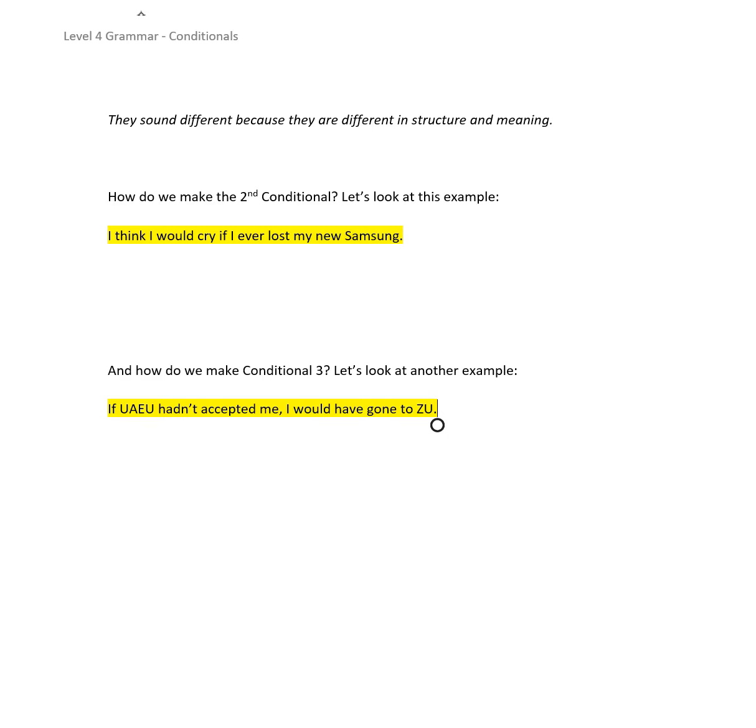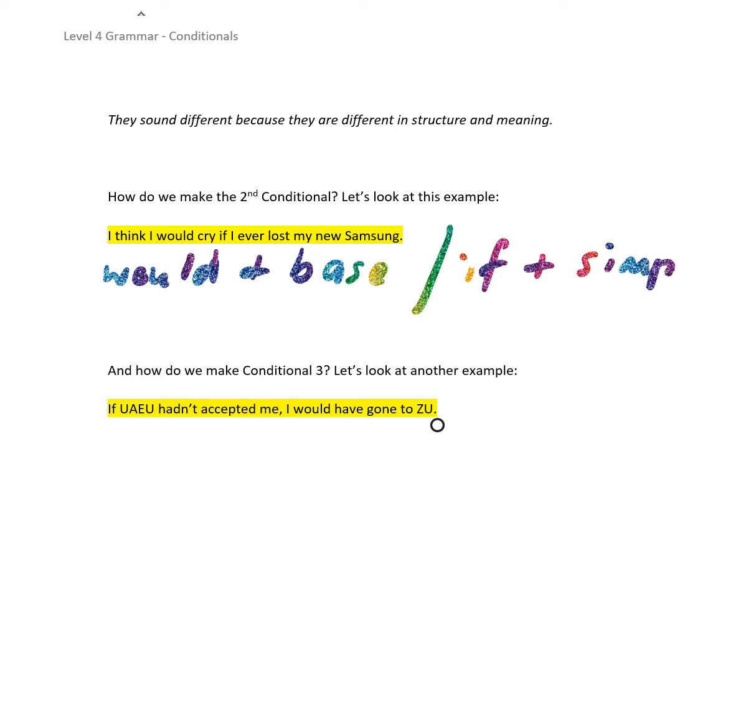I think I would cry if I ever lost my new Samsung. Here the main clause comes first and uses would plus the base verb. Here it is, would plus the base verb, which is cry. So we've got would plus the base. The if clause comes second, and it uses the simple past. So we've got if plus simple past, and you may know this one as verb 2.